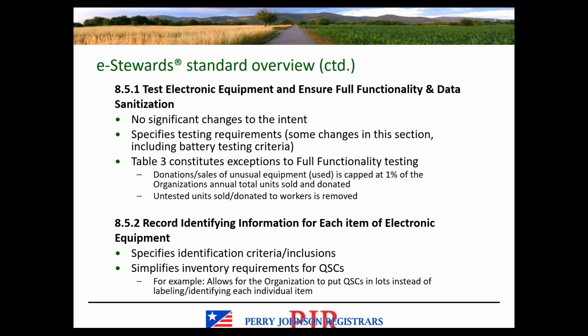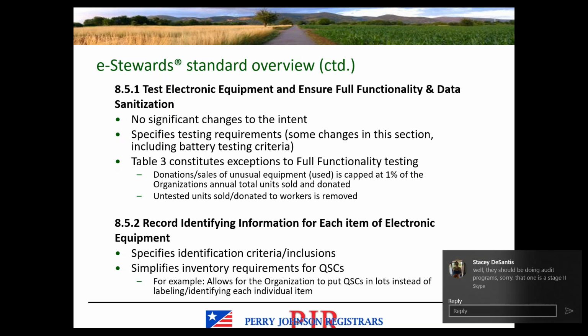8.5.2 covers record identifying information for each item of electronic equipment. This section specifies the identification criteria.